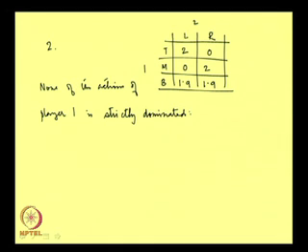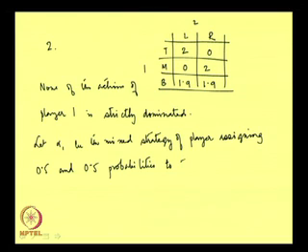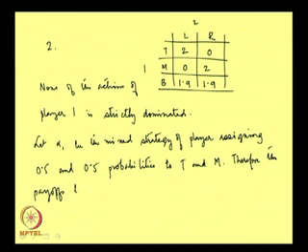Let us take the following mixed strategy, that alpha 1 be the mixed strategy of player 1 assigning 0.5 and 0.5 probabilities to T and M. Therefore, the payoffs to 1 from alpha 1 are 1 and 1, which is less than 1.9 and 1.9.